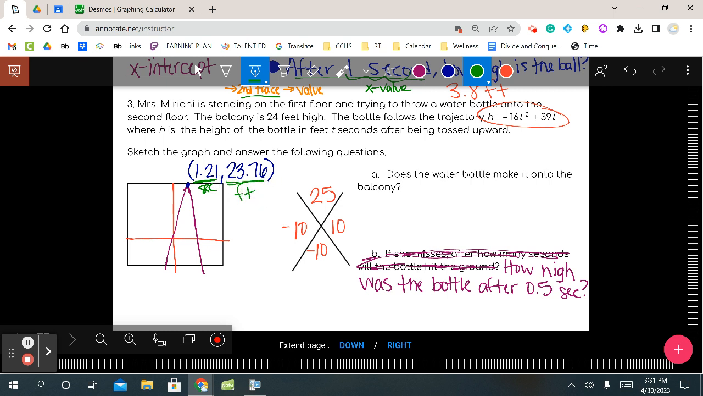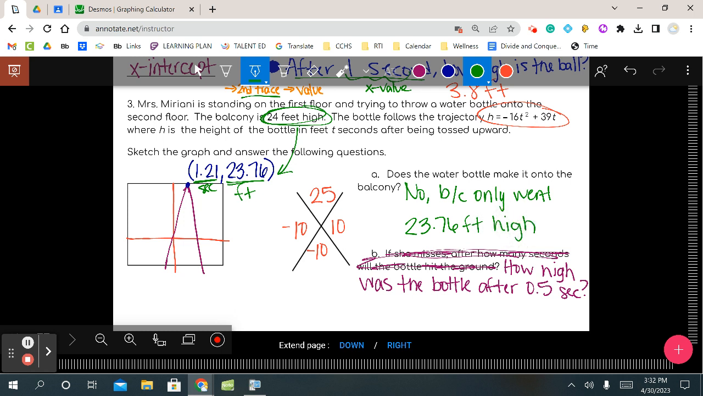So does the water make it to the balcony? The balcony is 24 feet high. It made it 23.76 feet. So it's sort of no, because it only went 23.76 feet high.